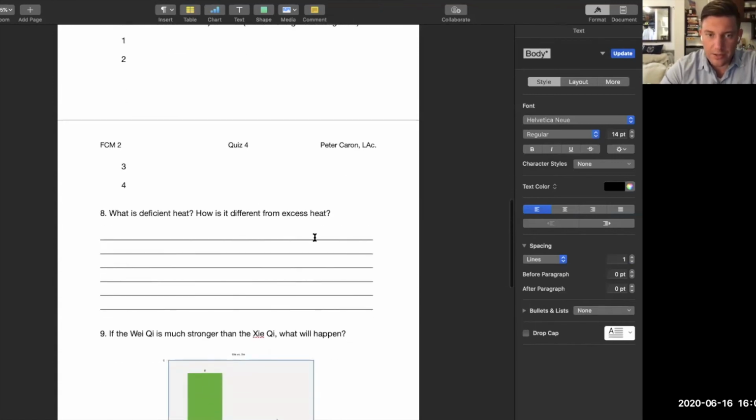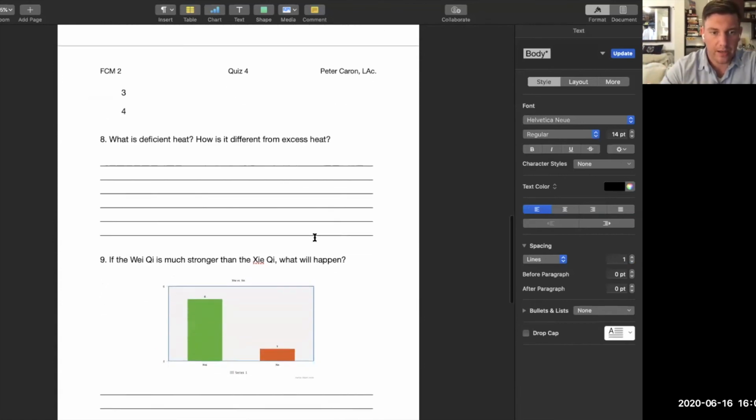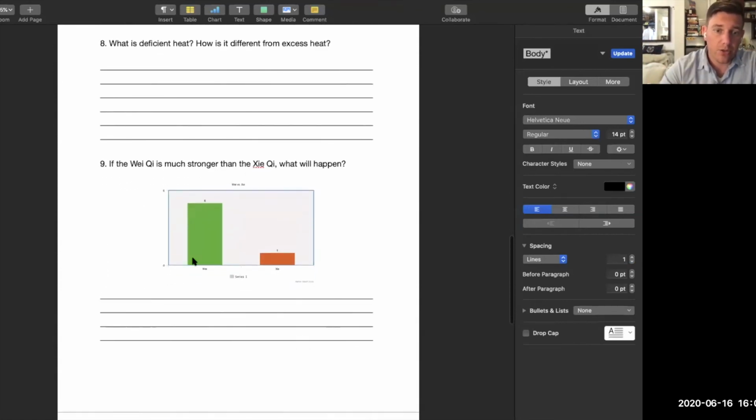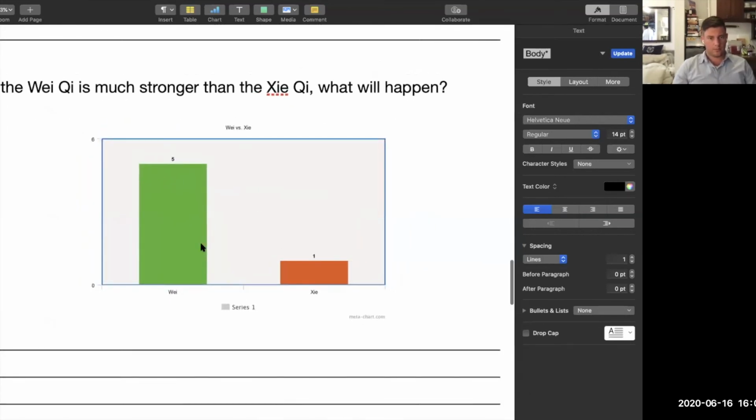What is deficient heat? How is it different from excess heat? Again, not quite sure how we're going to translate some of that into online. If Wei Qi is much stronger than Xie Qi, what will happen? Feel free to write an answer. Yeah, patient won't get sick. Good.